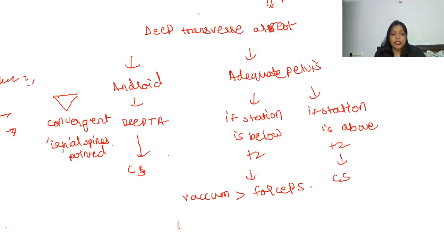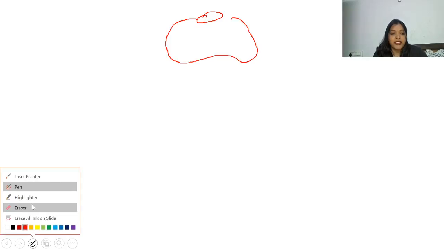Next, let's see the third possibility. So here this set of babies, I call them very smart. These set of babies are like highly talented babies. Vacuum can be used. So I have a question here from Prince Rajesh. So we can use vacuum once the station of the fetal head is below +2, below +2. Okay.